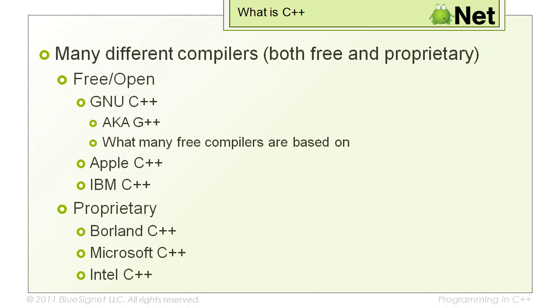So the ones that don't cost anything, the free and open ones, are like the GNU C++, which is generally what we're going to be using during this series. Also known as G++, commonly called that. And most of the free compilers are based on this. Why reinvent the wheel? Yeah.